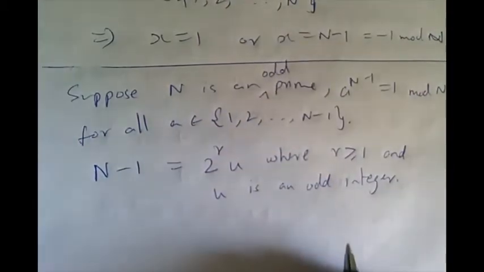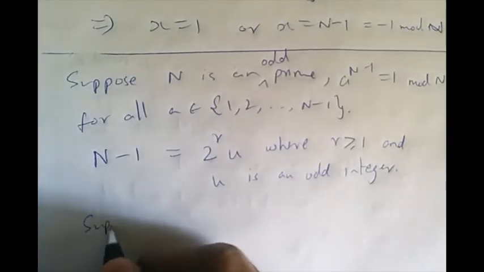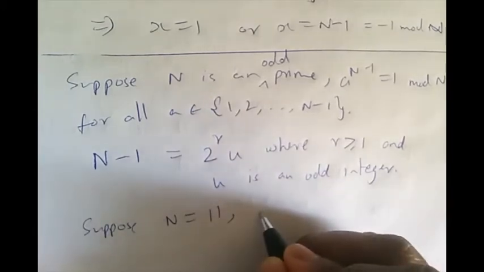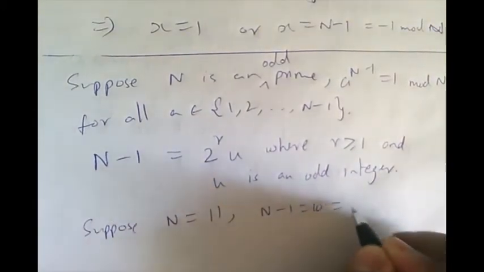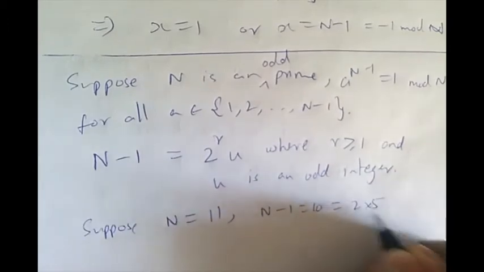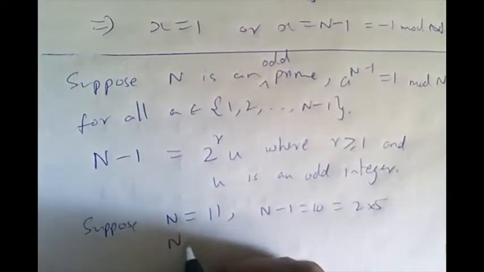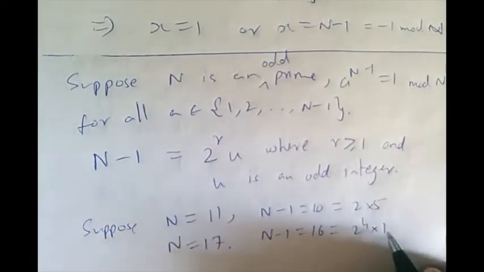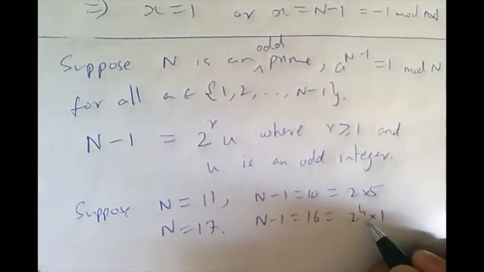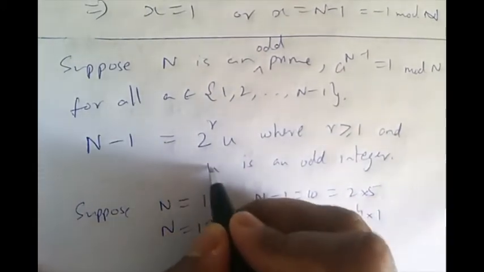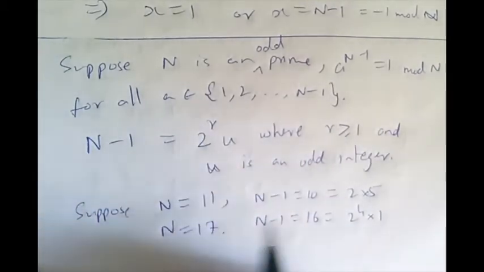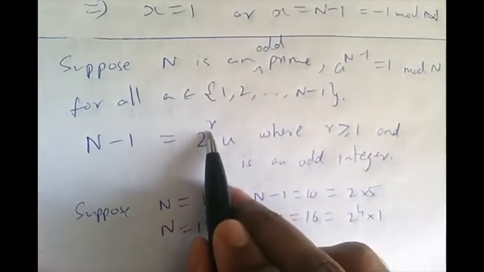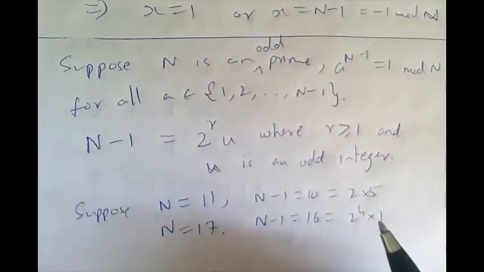So for example, suppose n equals 11, then n minus 1 is 10, which is 2 times 5. So r is 1 and u is 5. If n is 17, then n minus 1 is 16, which is 2 to the 4 times 1. So the odd integer u can be as small as 1, but you can always represent n minus 1 as some power of 2 times an odd integer, where that power r is at least 1, because this is an even integer, so at least you'll see 2 times something.